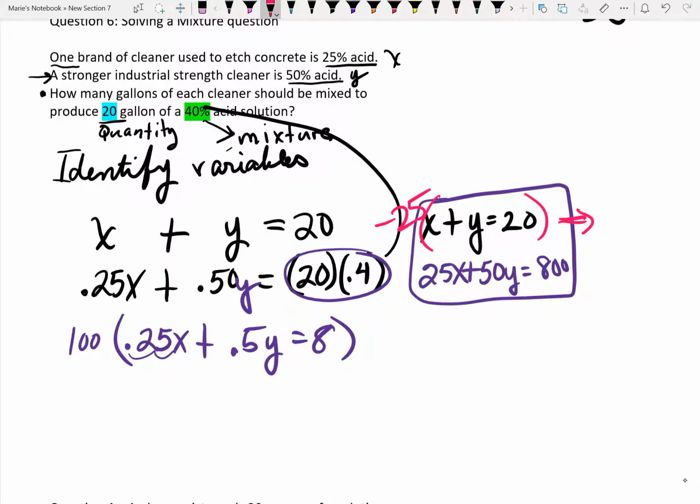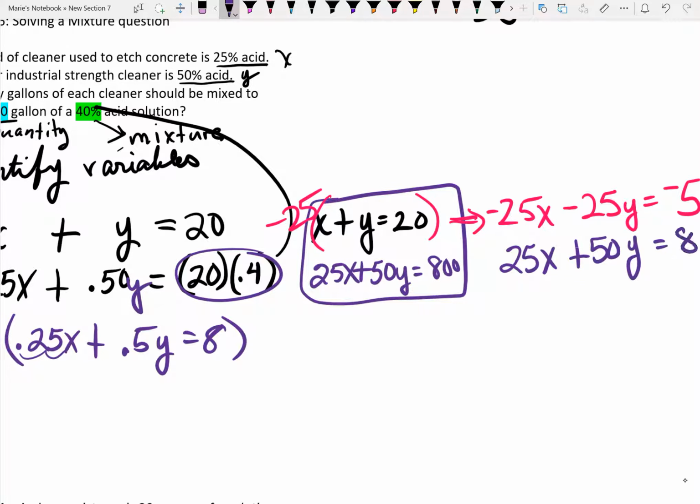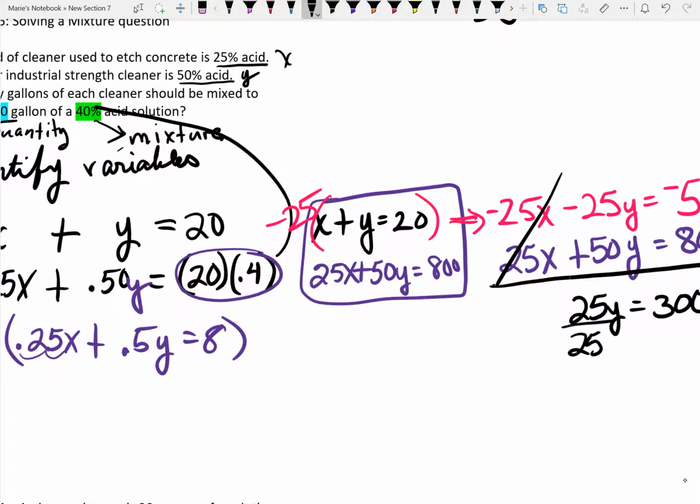So this becomes negative 25x minus 25y equals negative 500. All I'm going to do is bring this over. This is 25x plus 50y equals 800. And if I group like terms, you can see that the 25x's cancel. This gives you 25y is equal to 300. And then I'm going to divide by 25 on both sides.